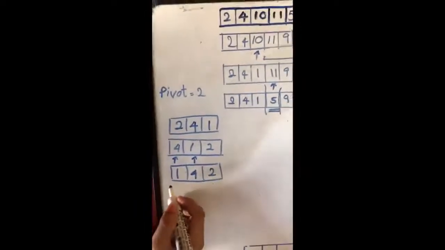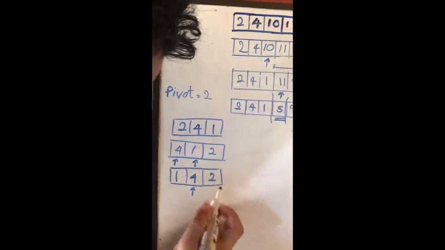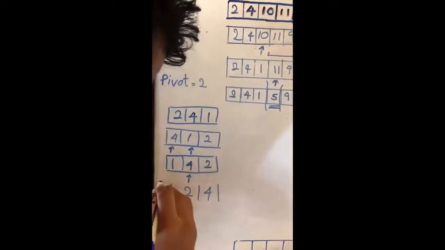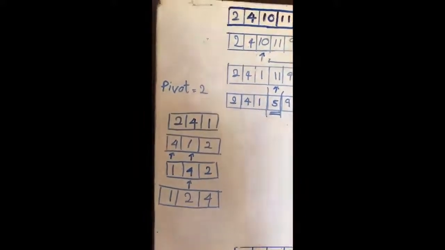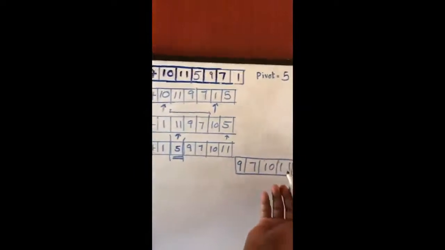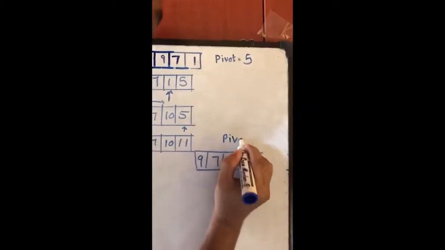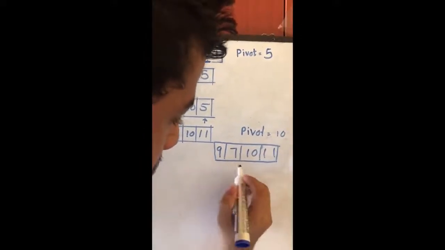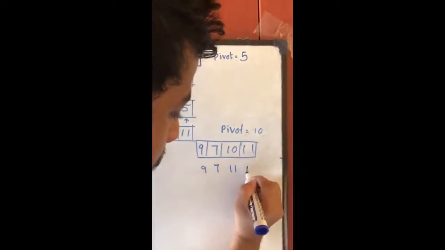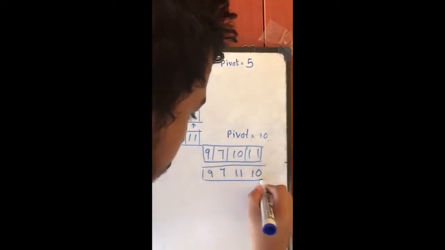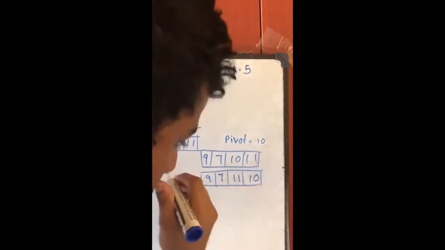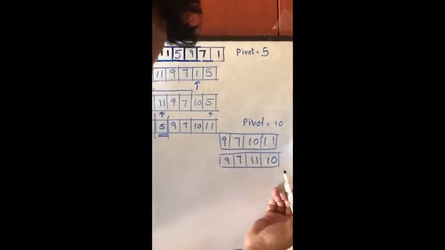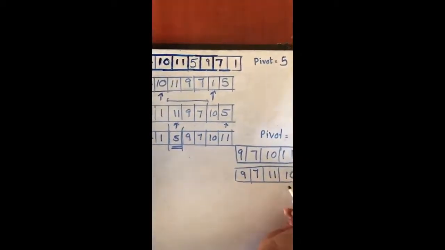And we again do that process for this. So 4 is the largest value and there is no smaller value, so we do the same process for the right side array, and I choose the pivot as 10. And we can find the biggest value as 11, and from the right side there is no smaller value.